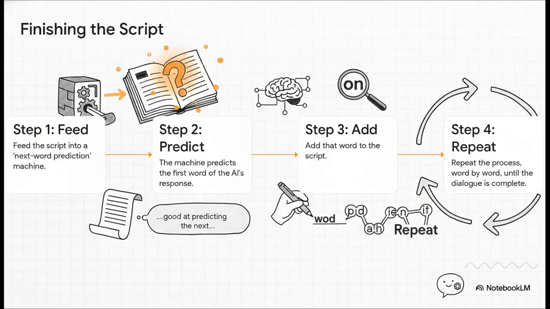Well, you could use a machine that's just ridiculously good at predicting the next word in a sentence. You'd give it the script you have, it would make a guess at the very first word of the AI's reply, then you'd add that word to the script, and you just do it again, and again, and again, word by word. Now, believe it or not, this is pretty much exactly what's happening, just on a massive scale every time you chat with an AI. At its heart, it's just a really, really sophisticated prediction game.